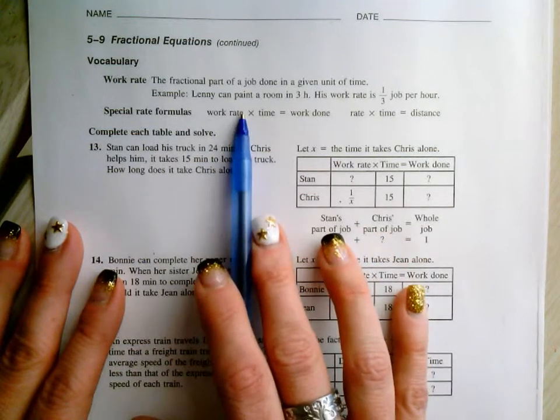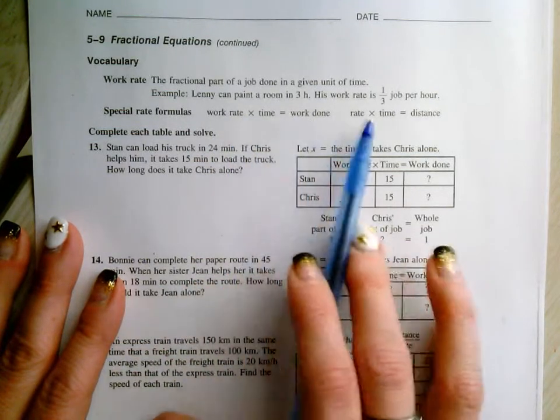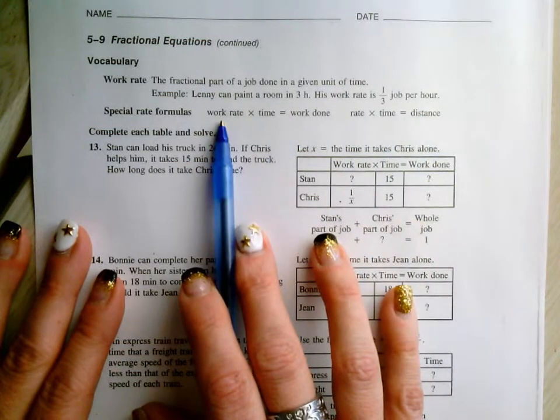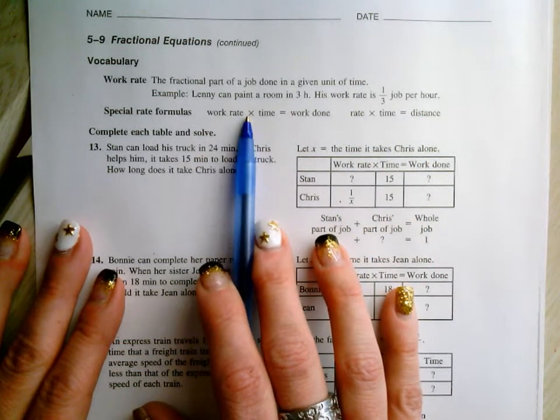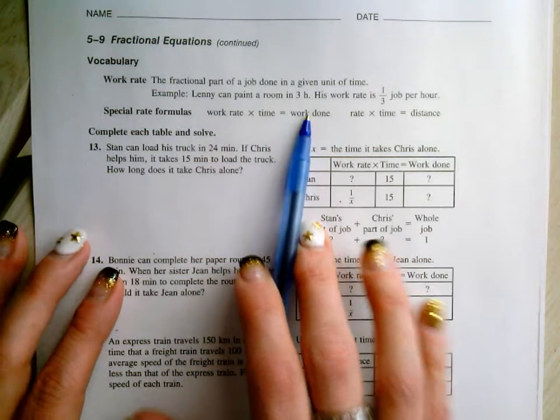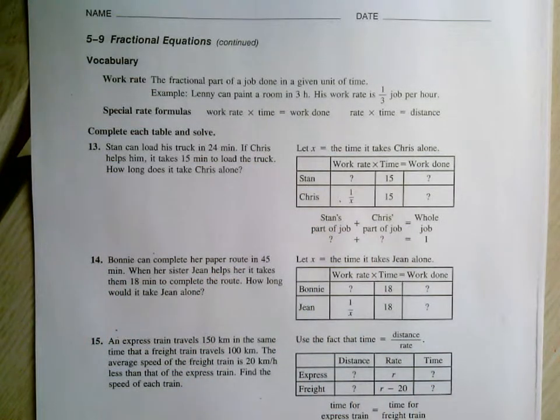We've done rate times time equaling distance, right? But if we talk about work rate and we multiply it by the amount of time, we're able to establish how much work gets done. Okay? You guys with me so far? Not really, but we're going to try, right?